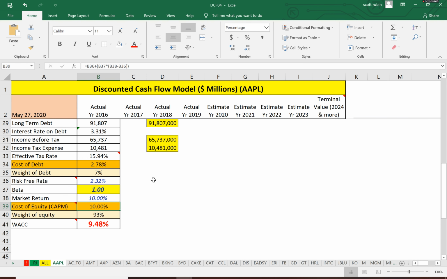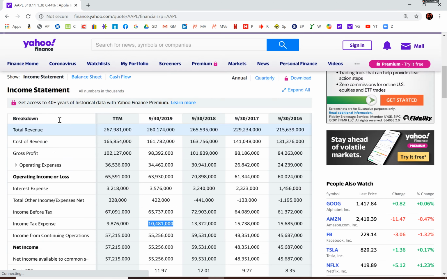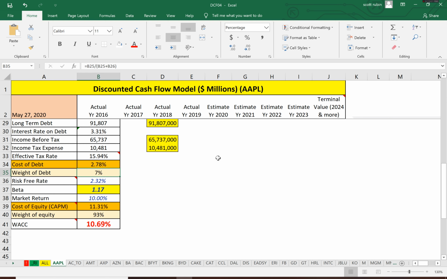Now we need a cost of equity, and we use a CAPM model to figure that out. And the beta is 1.17. So as you can see, equity is 11.3% and debt is 2.8%. So equity is more expensive than debt because it's lower in the capital structure. So if a company were to go bankrupt, the debt holders get paid before the equity holders. So there's more risk when you're an equity holder.